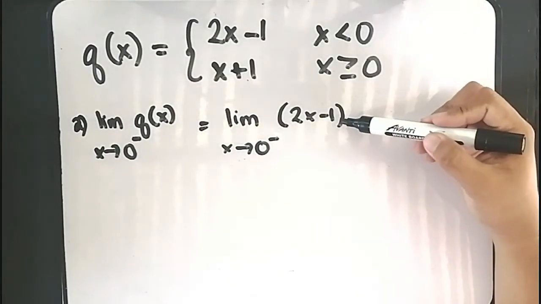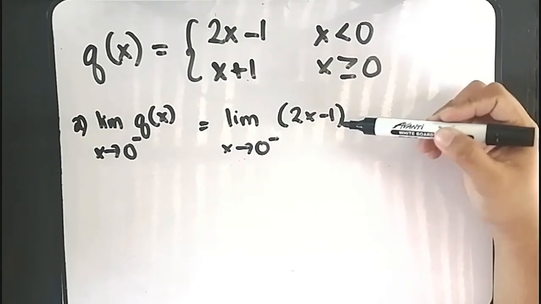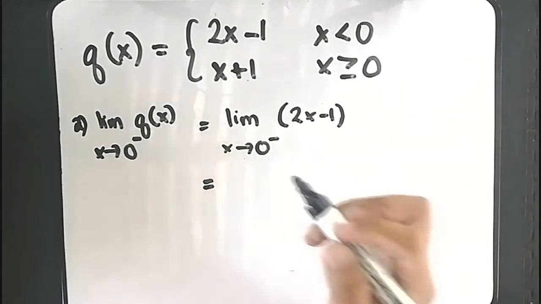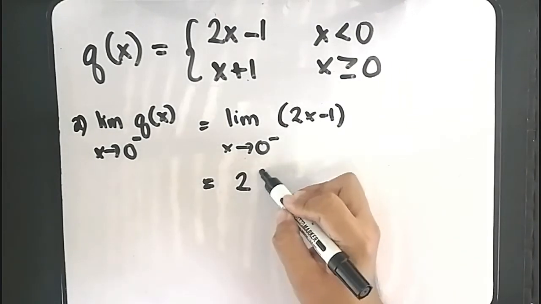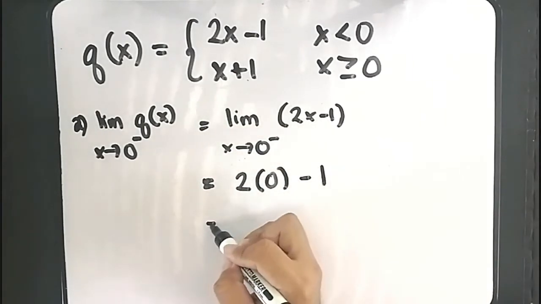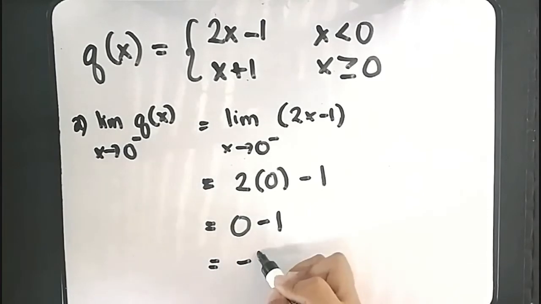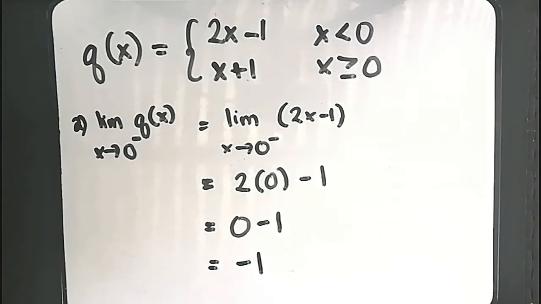Observe that 2x minus 1 is a polynomial, therefore we can use direct substitution here. So this becomes now 2 times 0 minus 1. So we have 0 minus 1, or equal to negative 1. Therefore, the limit of q of x as x approaches 0 from the left is negative 1.